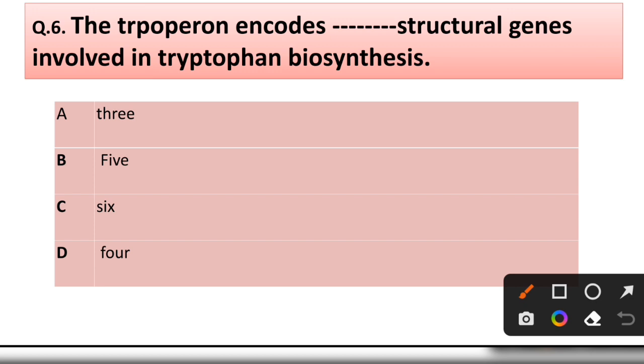Question number 6. The trp operon encodes dash structural genes involved in tryptophan biosynthesis: 3, 5, 6, 4. Answer is option B, 5 genes.